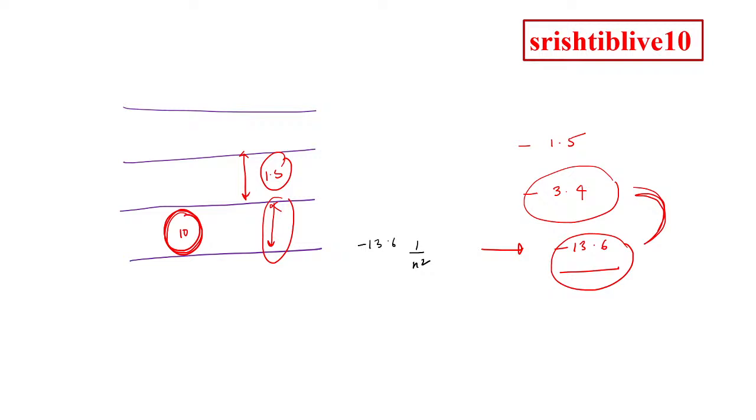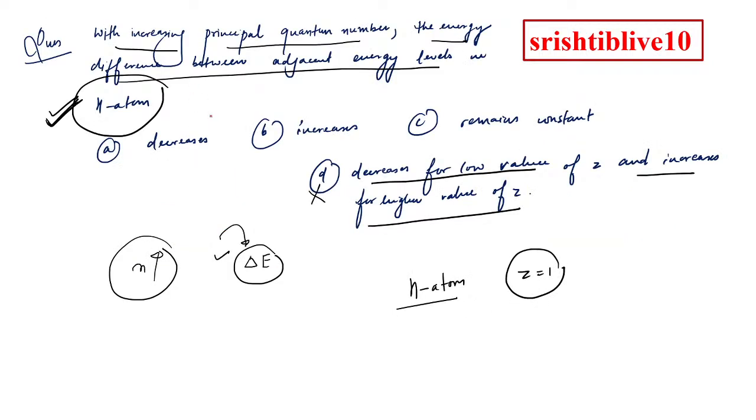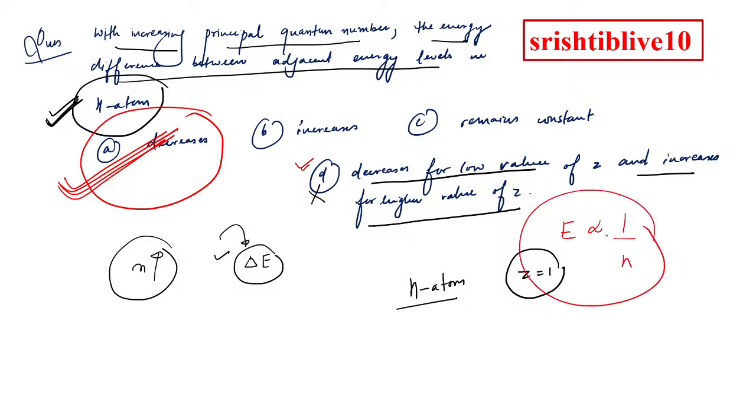Okay, there's going to be no discrete energy levels. So the correct answer for this question is option A, decreases. Basically, energy depends on your n value. Definitely you will be asking that energy is equal to minus 13.6 Z squared by n squared.